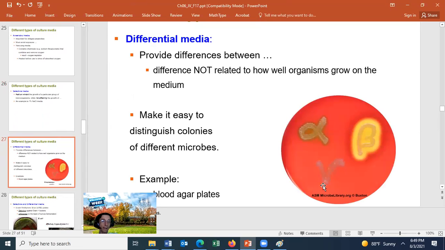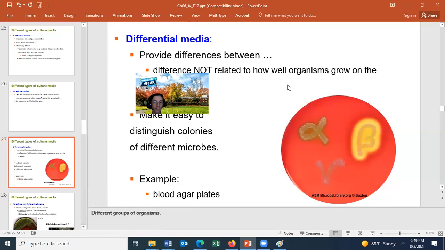There's a differential media. A differential media provides differences that you can see between two groups of organisms. The differences are not related to how well the organisms grow on the media. The differential media makes it easy to distinguish colonies of different microbes because they look different. And they could have different colors, they could do different things, but they provide two species to show differences. For example, blood agar is a differential media.